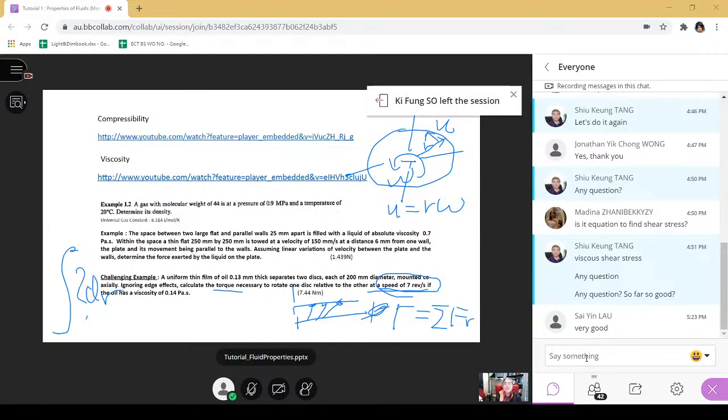Now the question is equation of state, right? The first thing you need to understand and be able to apply is the equation of state, PV equal to mRT or PV equal to nRT or something like that. Then is how to calculate the viscous stress.